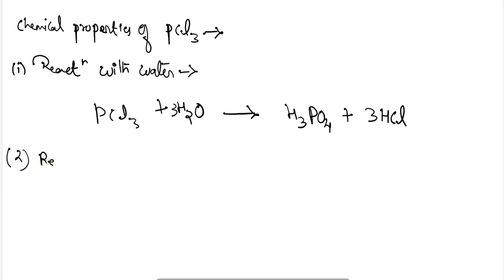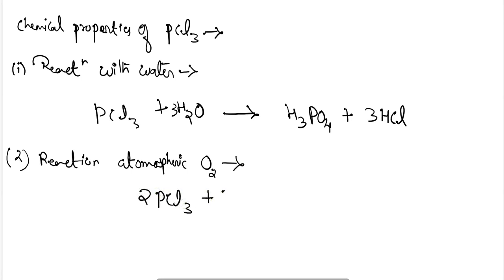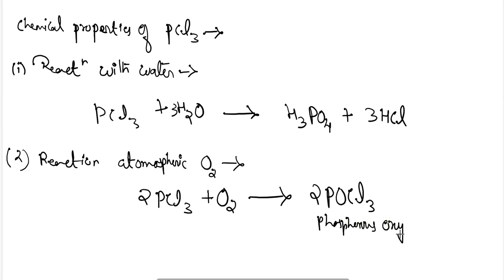Okay, the reaction with atmospheric oxygen. 2PCl3 plus O2 will give 2POCl3, that is phosphorus oxychloride. Okay, phosphorus oxychloride.